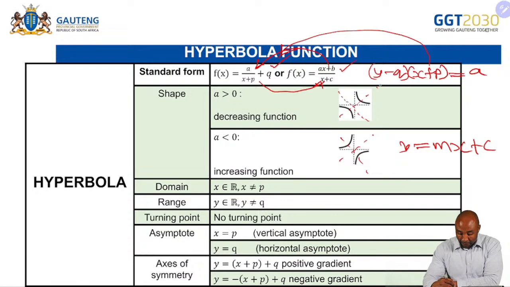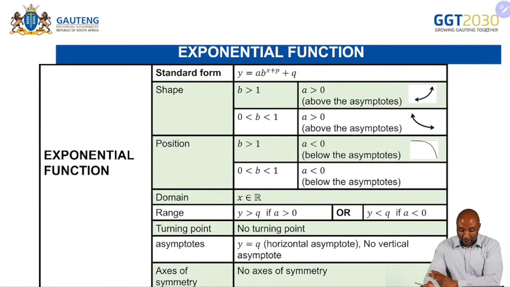For a decreasing function, it will have a negative gradient. So we have to be careful of the technicalities there of how the question is asked, and we do it accordingly. Then we have an exponential function. It takes the form a times b to the power x plus p, plus q.